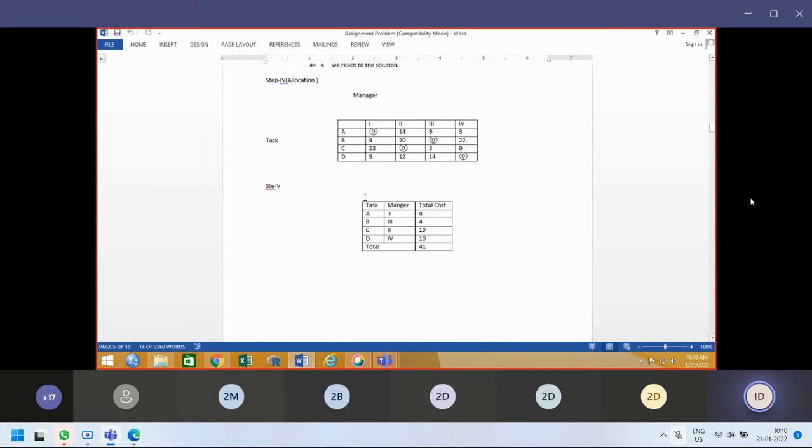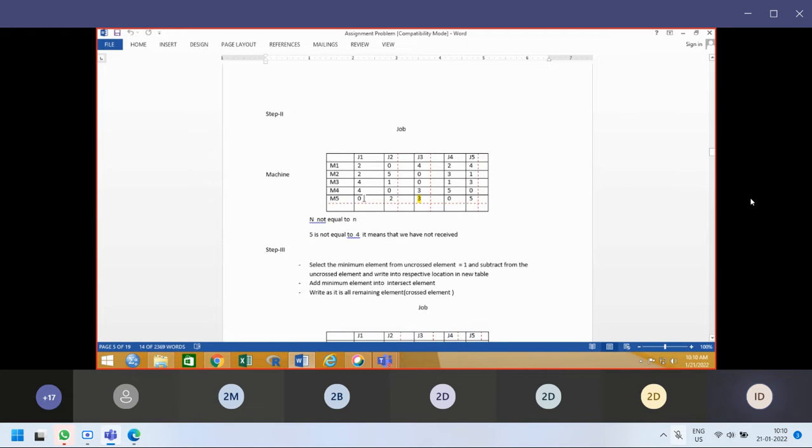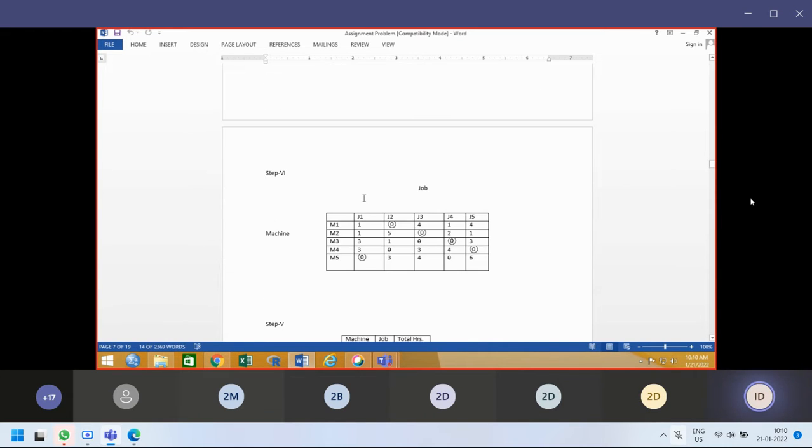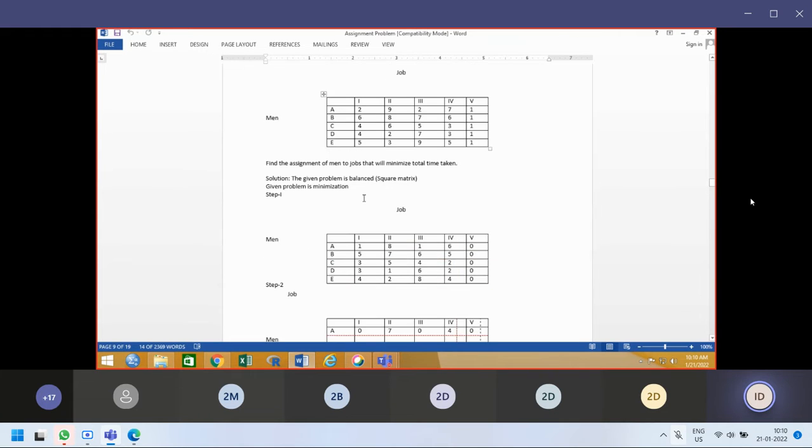Minimization problem. Now I will explain the unbalanced problem. What do we mean by an unbalanced problem?